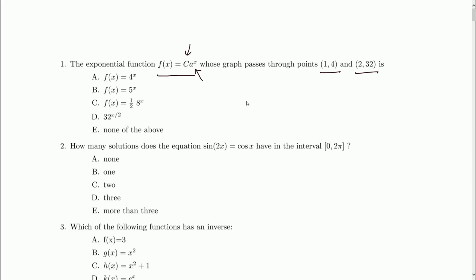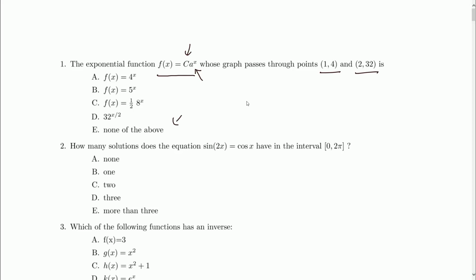And now we're being asked, well, what is this function here? Is it 4 to the x, 5 to the x, 1/2 times 8 to the x? Lots of possibilities. And as we'll see is quite common, none of the above is an option here as well. So what can we do? How can we sort this out?